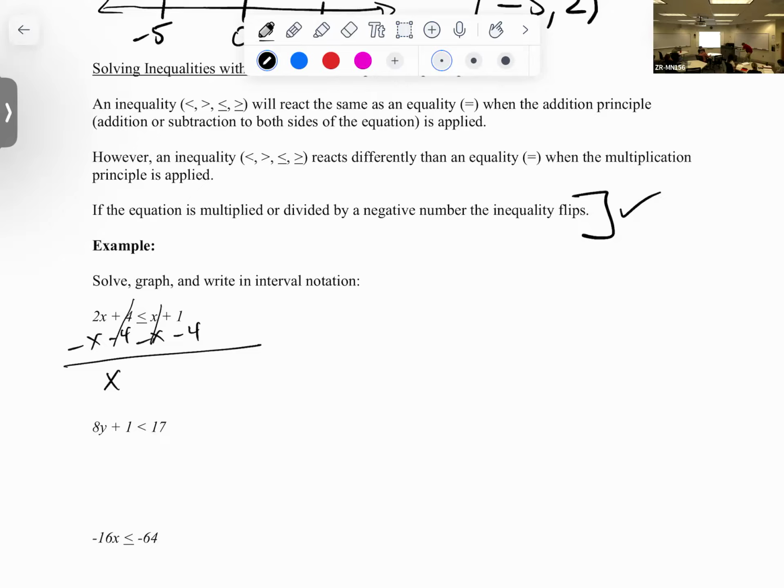Okay, the inequality remains, less than or equal to. So it was less than or equal to. That comes down because did I multiply or divide by a negative? No. All right, then 1 minus 4 is -3. So for set builder notation, open set, x such that, that's what that line means, x is less than or equal to -3, close set.